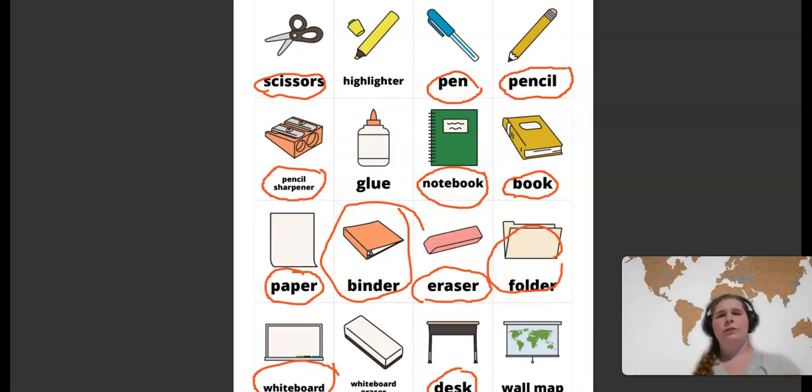What can I use to highlight or line some new words? I use a highlighter to show new words. What does the teacher use to clean the whiteboard? Whiteboard eraser. The teacher uses the whiteboard eraser to clean the whiteboard.